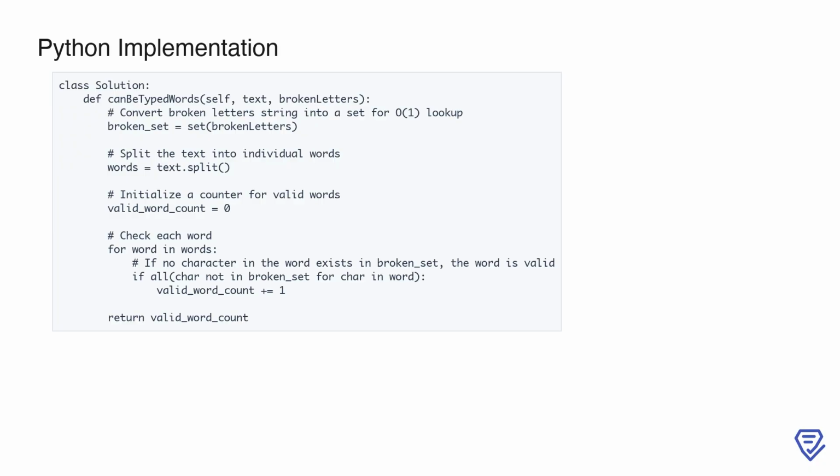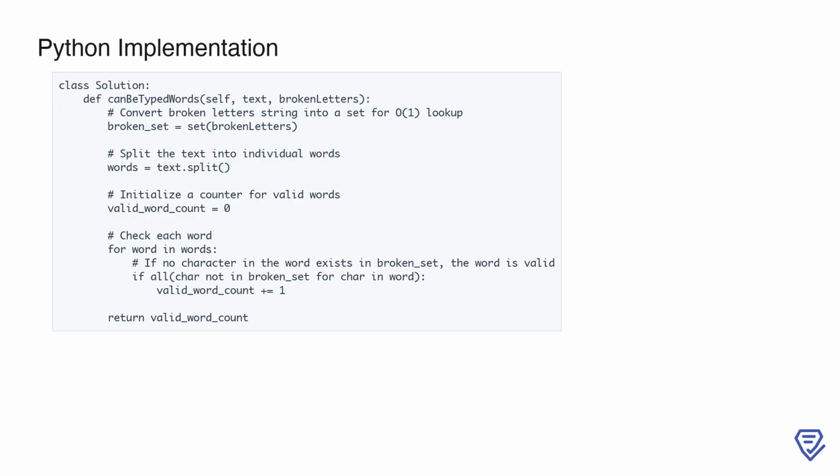Example walkthrough. Input: text equals "hello world", broken letters equals "ad". broken_set becomes {a, d}. Words equals ["hello", "world"]. For hello, none of its characters are in {a, d}, so it is valid. For world, none of its characters are in {a, d}, so it is valid. valid_word_count equals 2, which is returned.